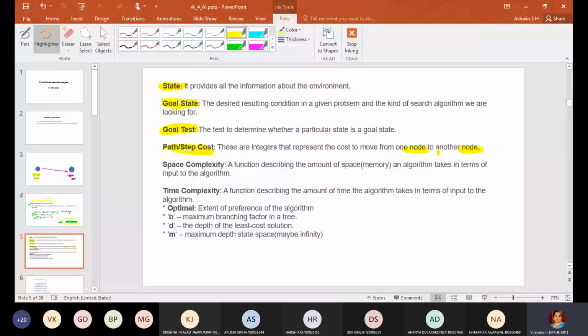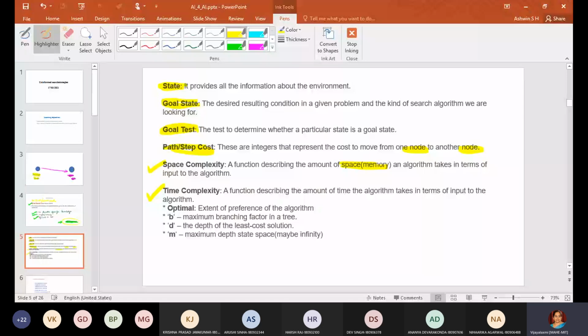Two important terms are space complexity and time complexity. If you have studied data structures and algorithms, you would have studied these two things there. What is space complexity? It's a function describing the amount of space, or memory, an algorithm takes in terms of the input to the algorithm. What is the space complexity? What is the time complexity? These are the two important terminologies in any algorithm we design. We have to clearly mention the space complexity and time complexity.